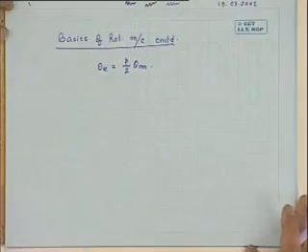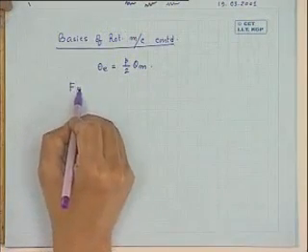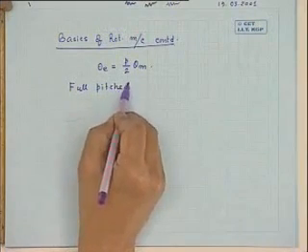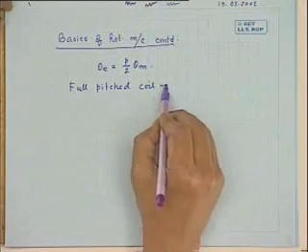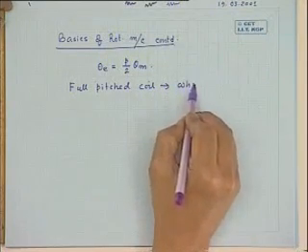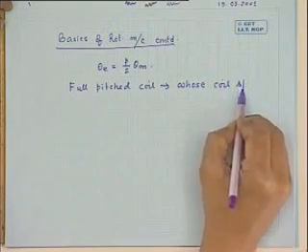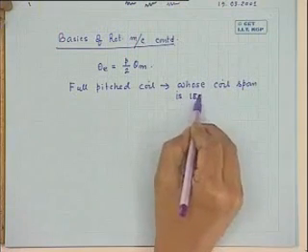And also we defined what we mean by a full pitched coil. A full pitched coil is the one whose coil span is 180 degree electrical.